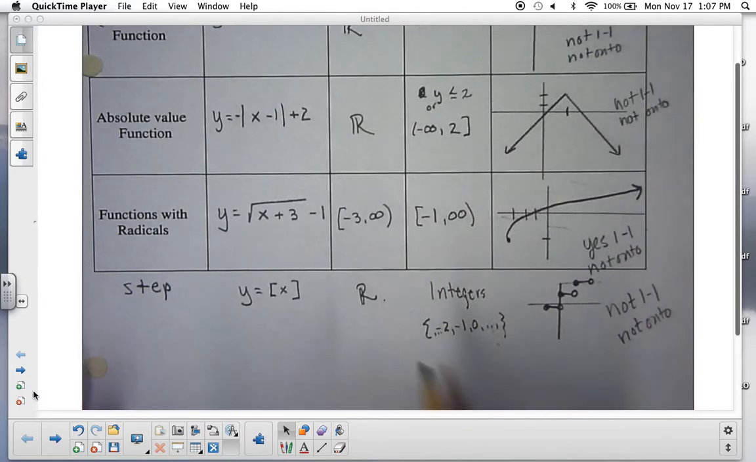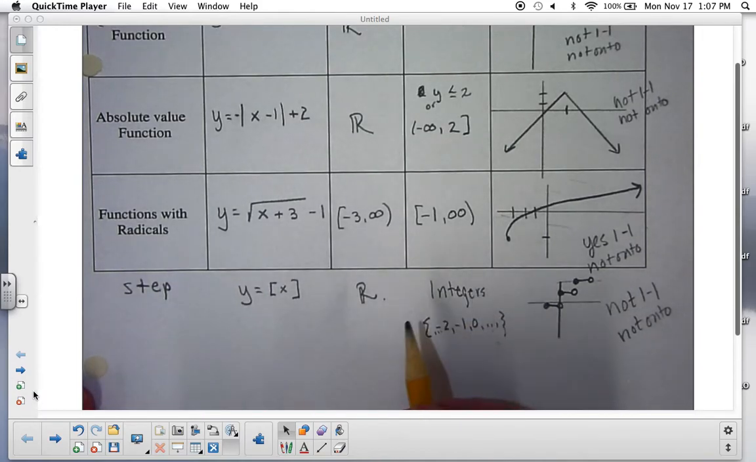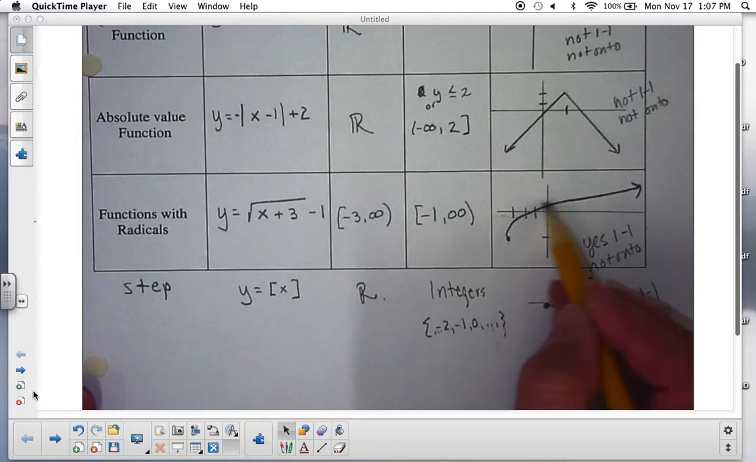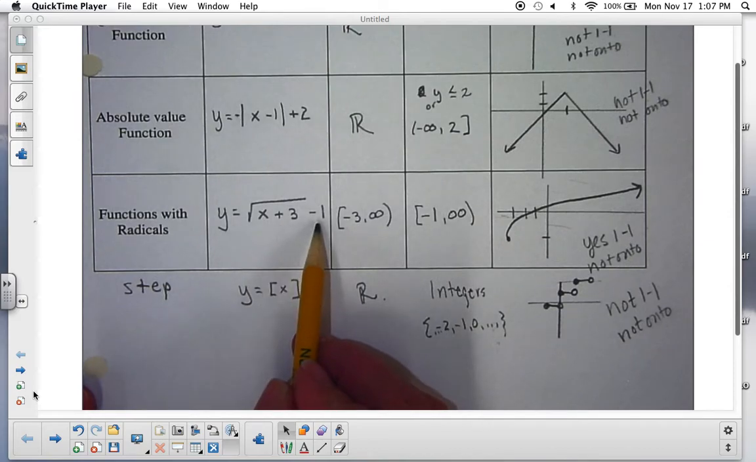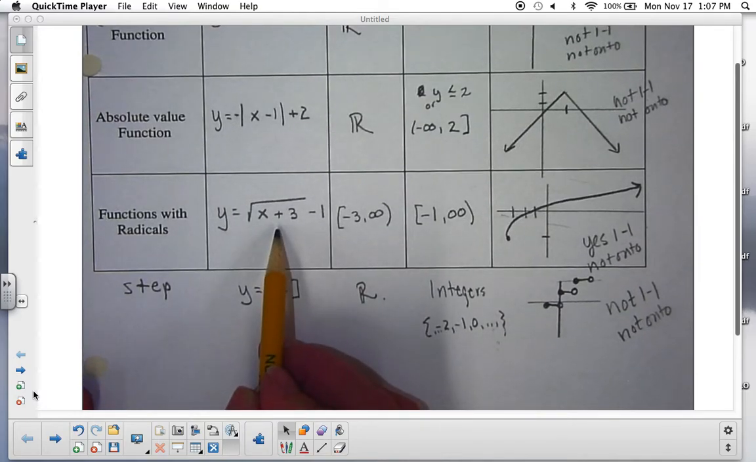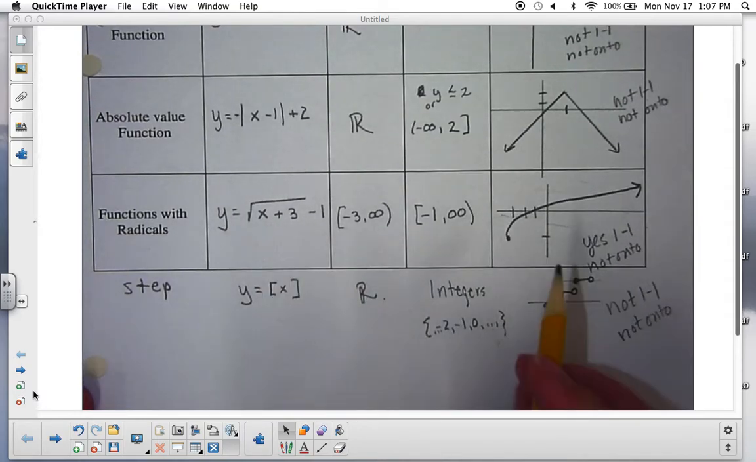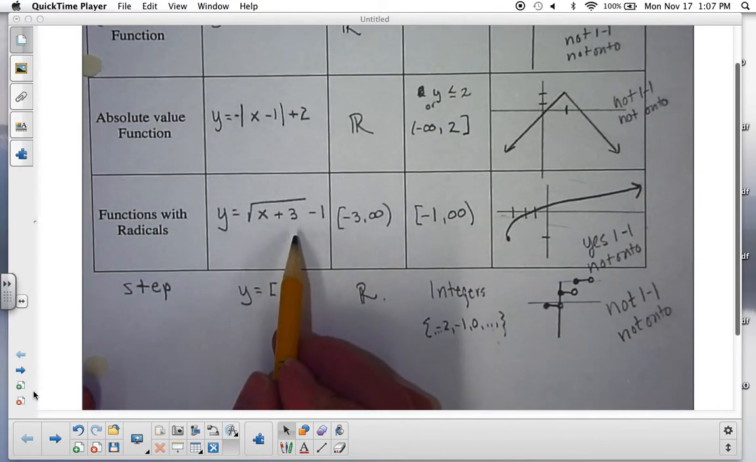And then our last example here, the functions with radicals. A radical function is something that looks like half of a parabola that got tipped over. In this example, again, I just made it a little bit tricky. I put a +3 and a -1 on the outside. The -1 will make the whole graph shift down 1 unit. The +3 here makes the whole graph shift to the left 3 units. So I sort of knew what this was going to look like based on my left, right, up, down. If not, you would type it in.